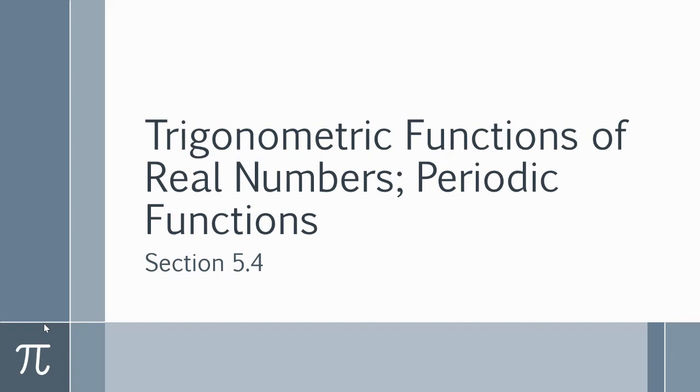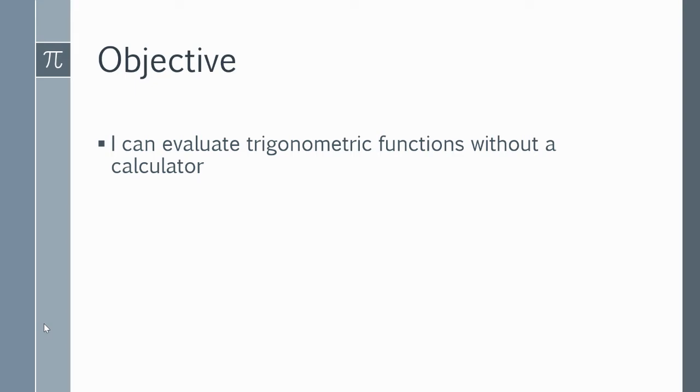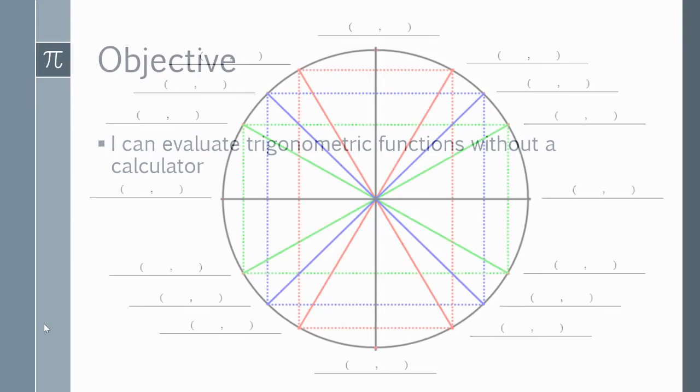All right, today we're going to continue with section 5.4, where we are going to think about trig functions and also relate it back to the unit circle that we learned yesterday. Okay, so once again, we want to be able to evaluate without a calculator. And now that we have the unit circle, we have two different ways of being able to do this.